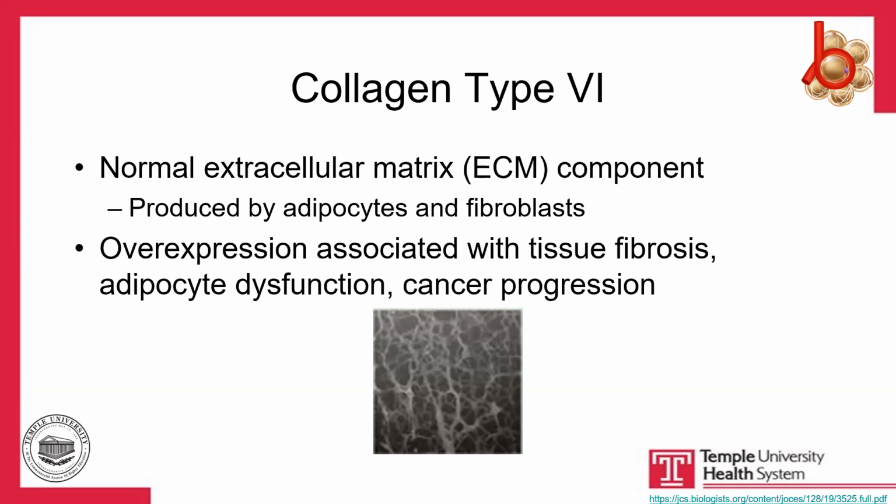So first, what is collagen type 6? Collagen type 6 is a structural component of the extracellular matrix produced by adipocytes and fibroblasts. It is involved in the early stages of wound healing.